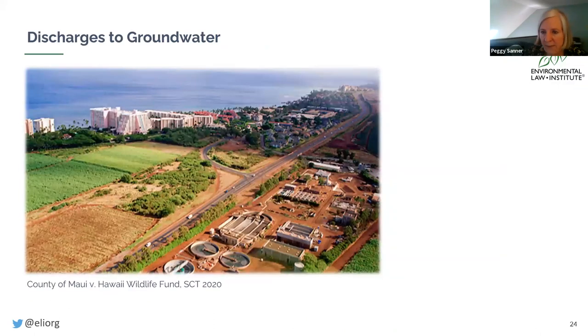Here's one that honestly is pretty interesting and a relatively recent development. Discharges to groundwater. Under what circumstances can a discharge not to surface water but to groundwater be considered a point source? This arose in Hawaii. The county of Maui.